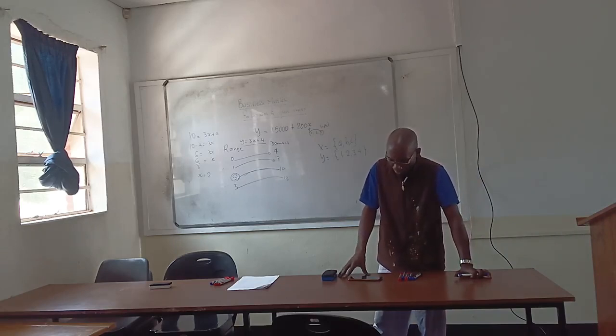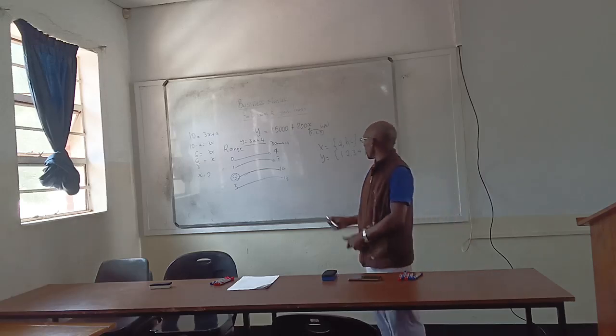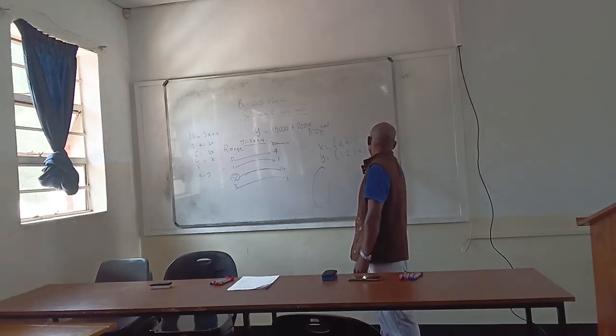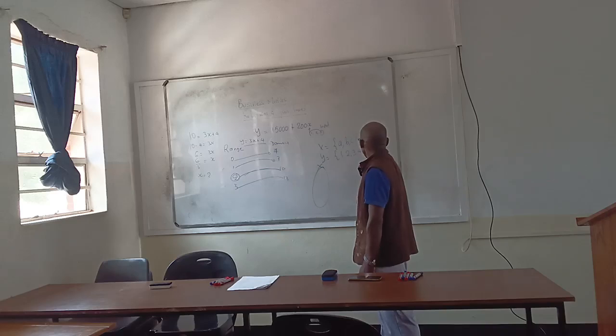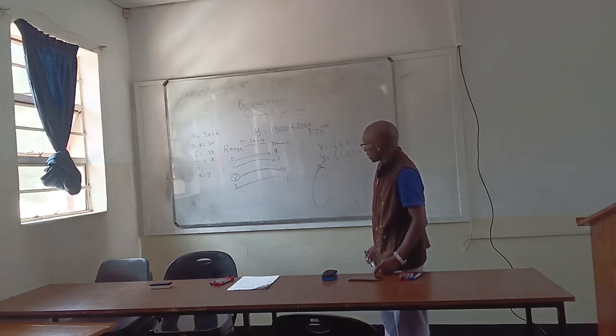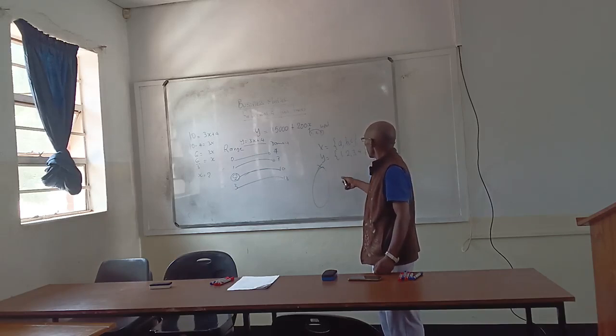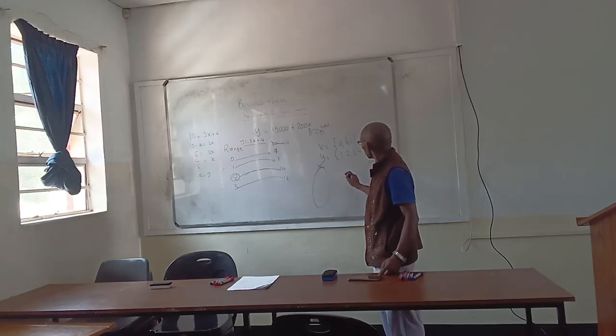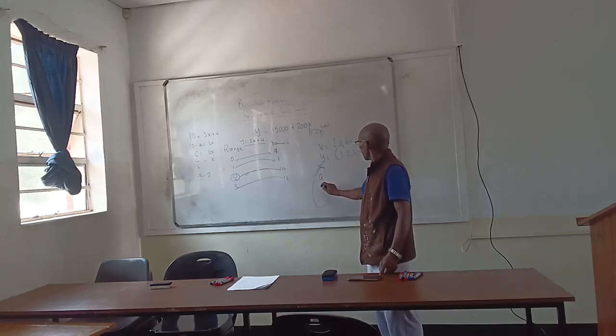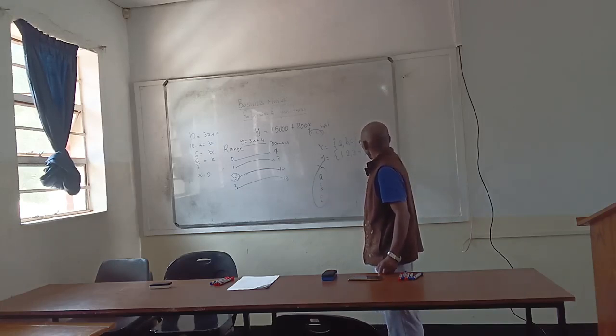So an arrow diagram for a function f from X to Y is given like this one. This is X, and this is Y. This is the range, and this is the domain. So I've got a function with A, B, and C on one side, and on the other side 1, 2, 3, and 4.